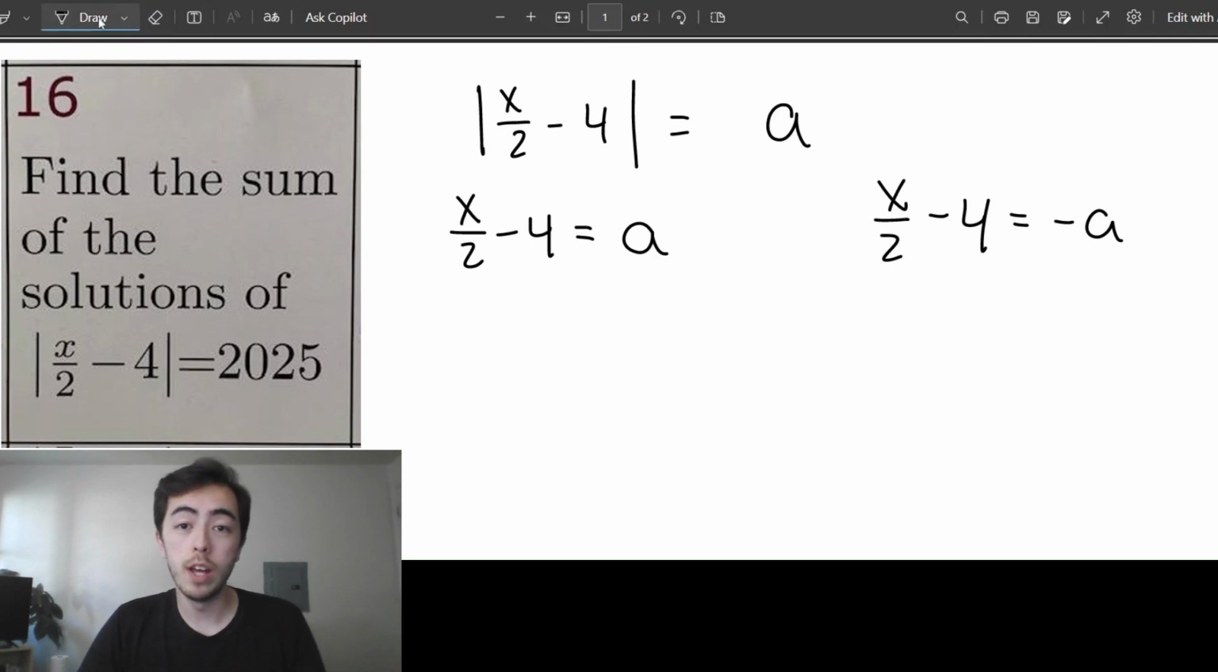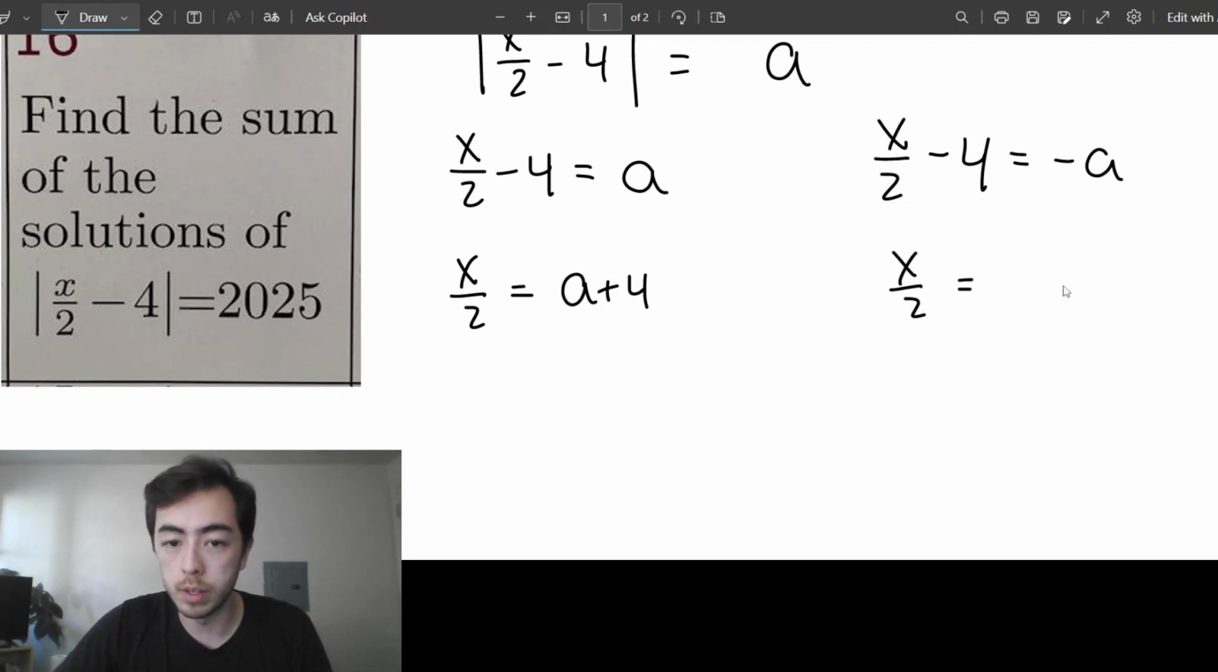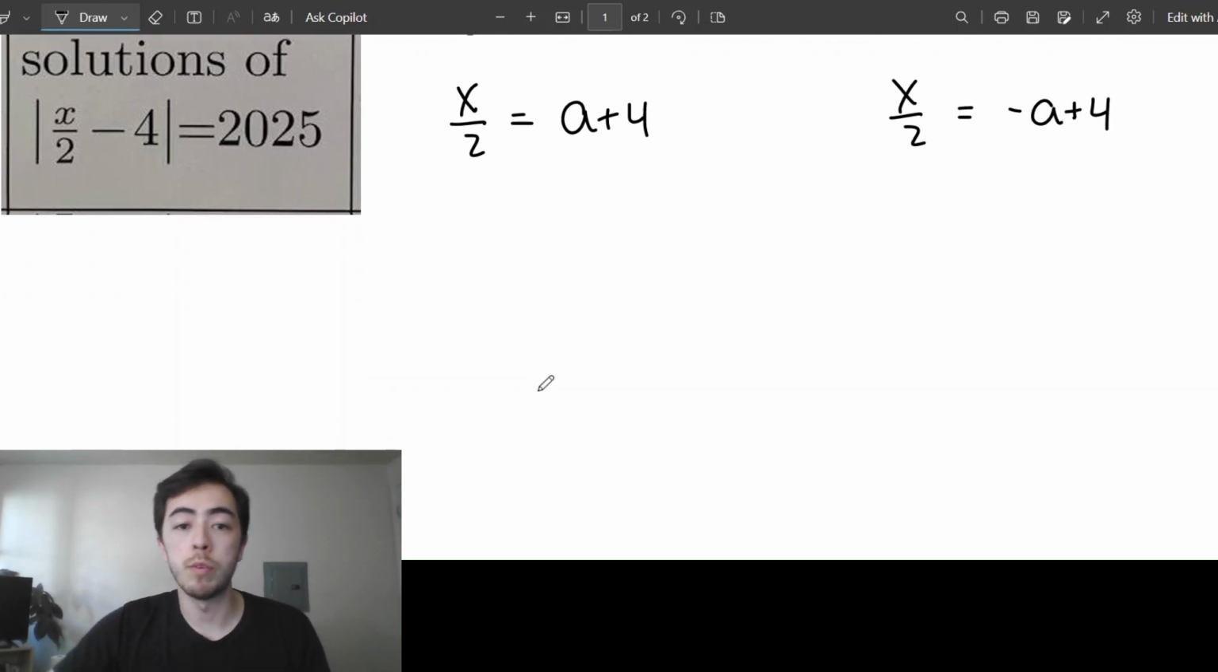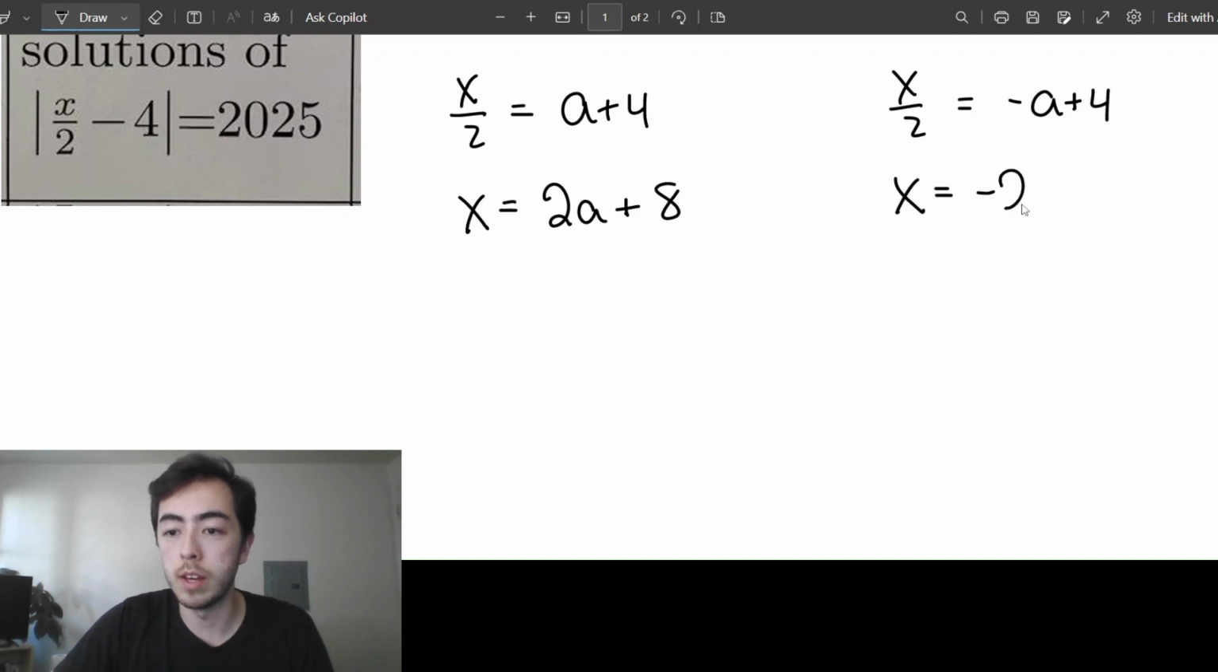Now we just have two linear equations. We can just use opposite operation steps and isolate x to figure out what it is. So I'll add 4 to both sides of both equations. So x over 2 over here is going to be a plus 4. X over 2 on the other equation is going to be -a plus 4. And then finally, when we multiply both sides by that 2, we're going to get x is equal to 2a plus 8, or we're going to get x is equal to -2a plus 8.